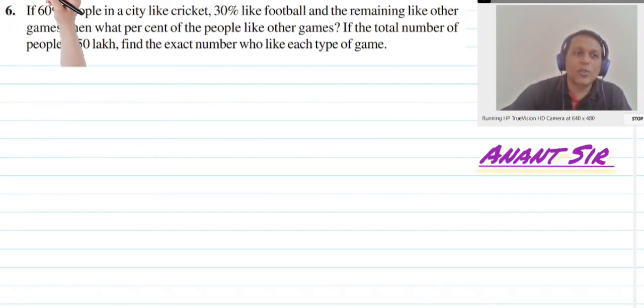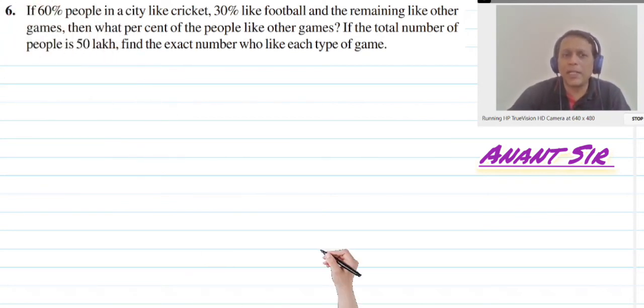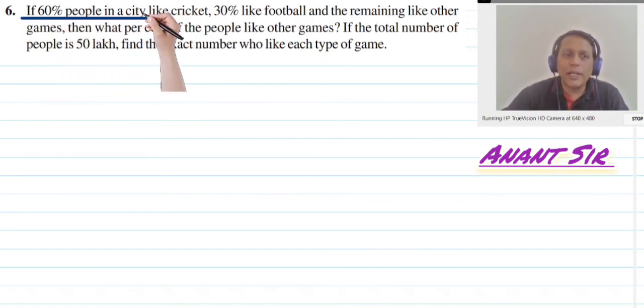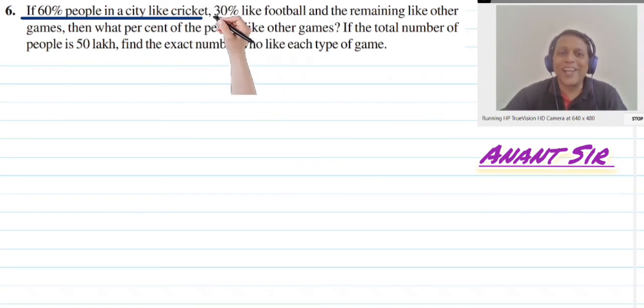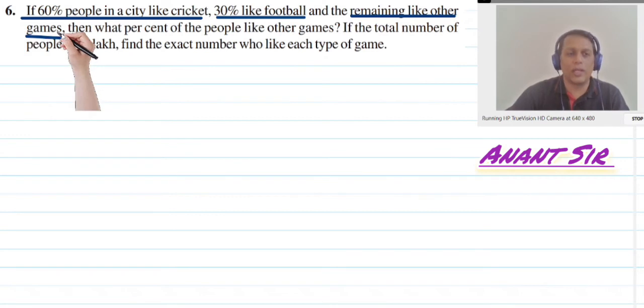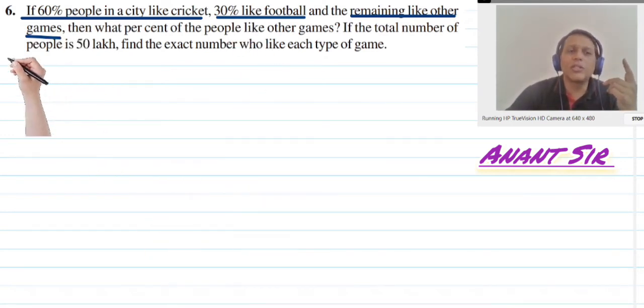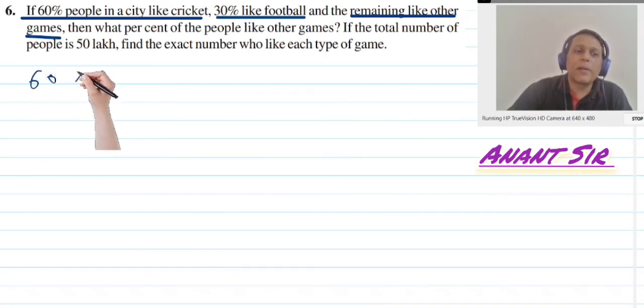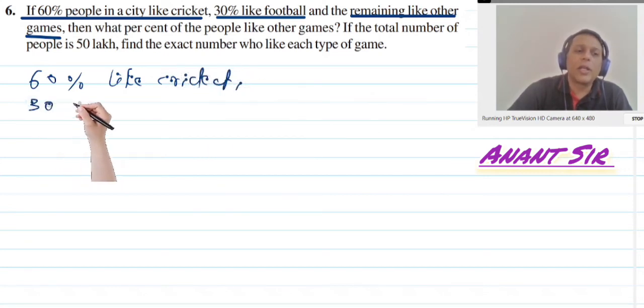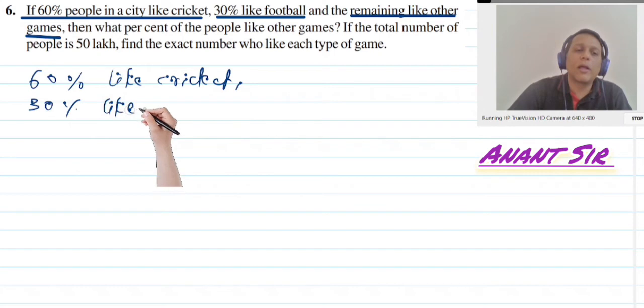So now question number 6, how to do this? If 60% of people in a city like cricket, 30% like football, okay, it must be a city in India only, right? 30% like football and the remaining like other games, okay? Then what percent of the people like other games? First question is the simplest one, right?